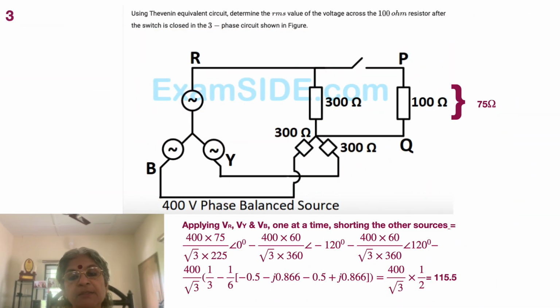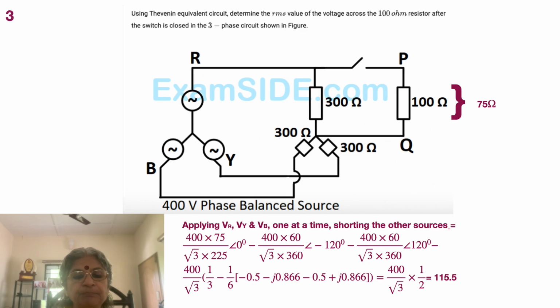The entire thing has become unbalanced, but these resistors being parallel, you can parallel 100 with 300, which is 100 into 3 by 4. I hope you remember, whenever you have a 3 times multiple of the lower quantity, it is 3 by 4 of it. So 100 into 3 by 4 is equal to 75 ohms. Now we have 75 ohms, 300 ohms, and 300 ohms.